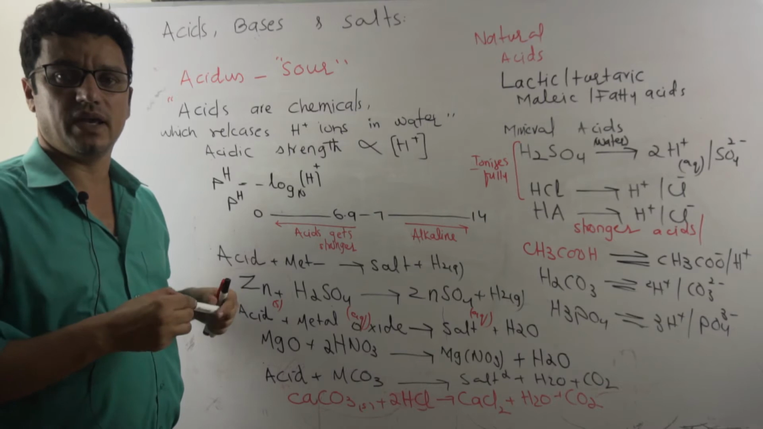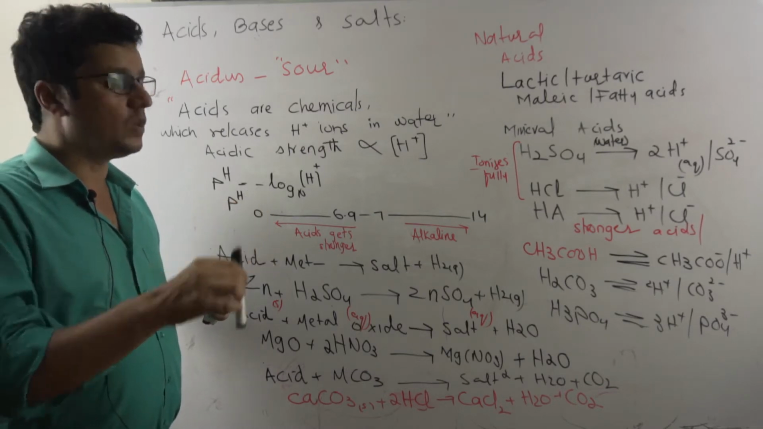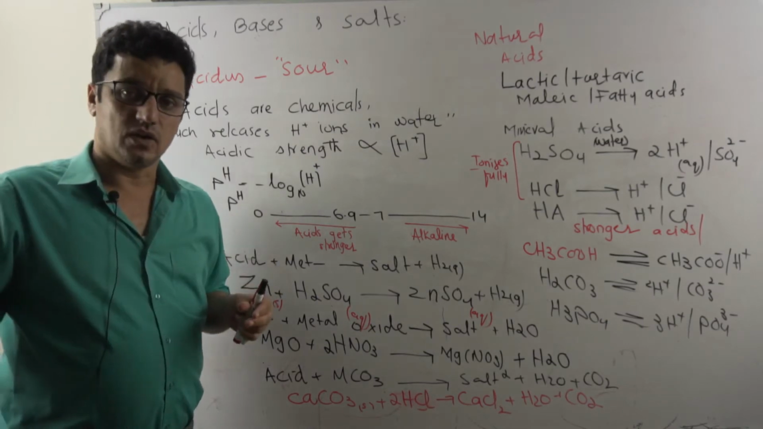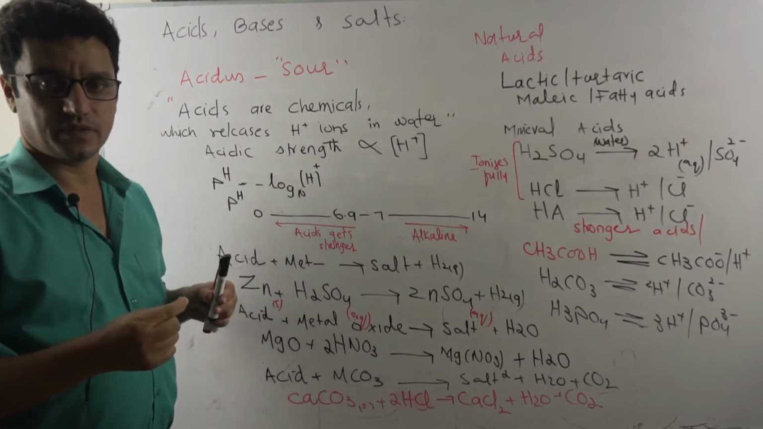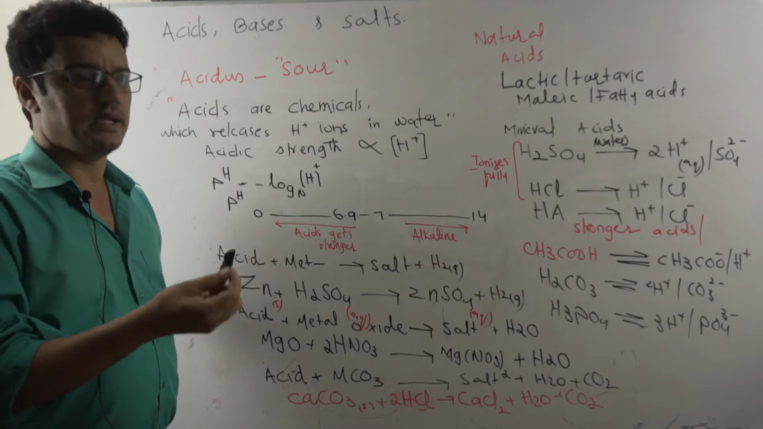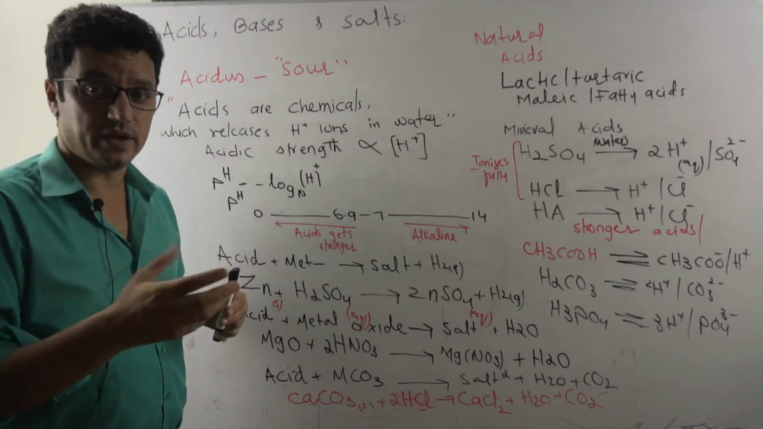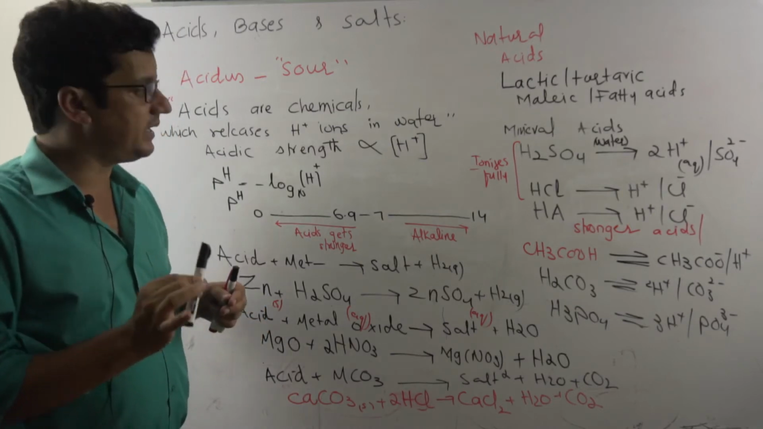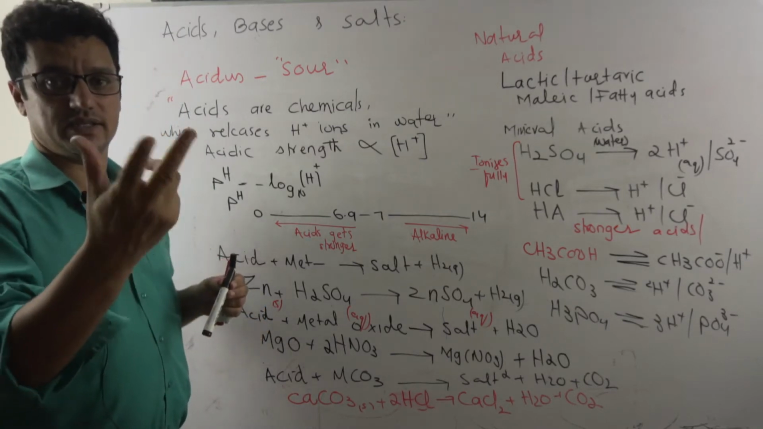Suppose there's a marker in my hand and I put it into water, and then after taking it out I test the water with a litmus solution, and the litmus indicates that it is acidic now. It means this marker has released hydrogen ions. Anything that releases H positive ions is acidic.